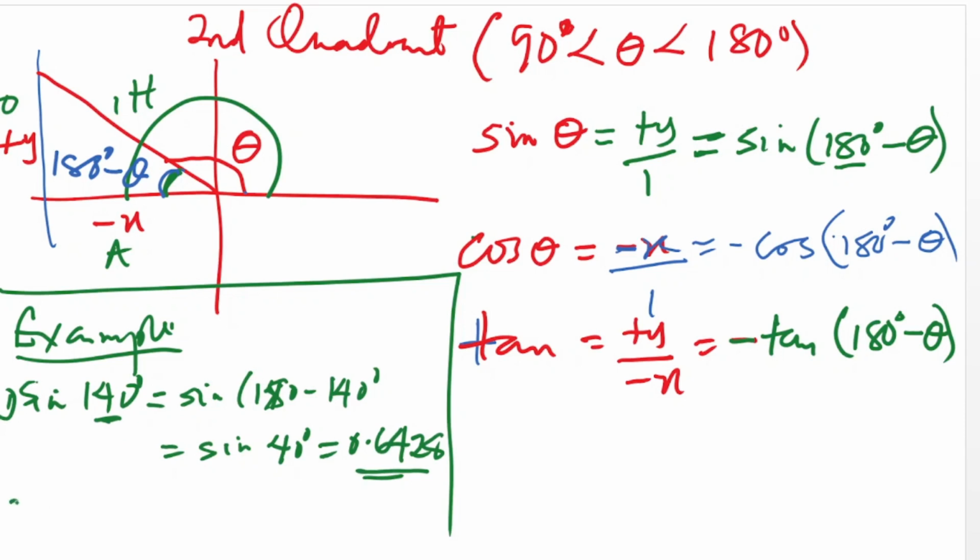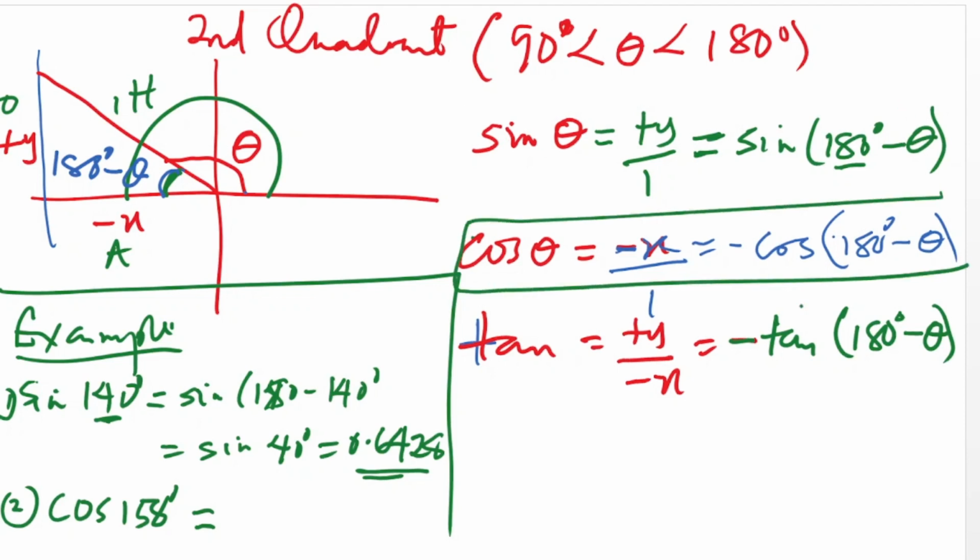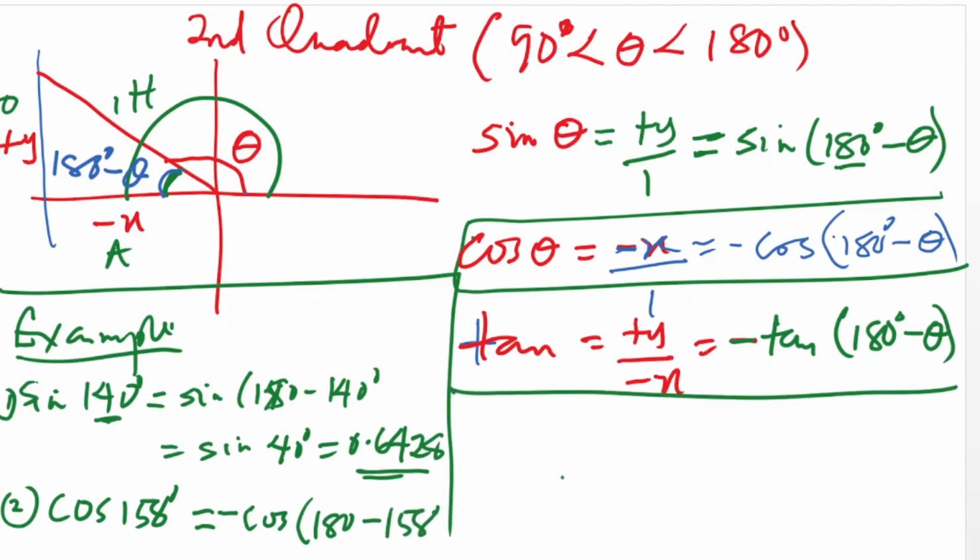Then for the second one, let's look at cos 158 degrees. Because 158 degrees falls under the second quadrant, since it's more than 90 degrees but less than 180, and cos is negative, as you can see here, you need to take note of all this. So that means it's going to be minus cos of, in brackets, 180 minus 158 degrees.